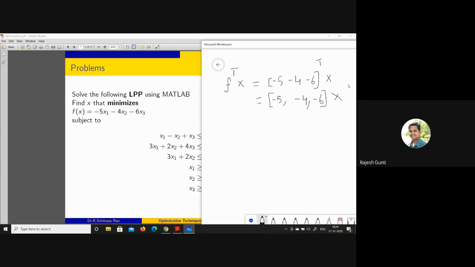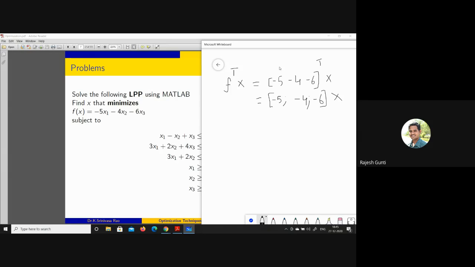That means this is minus 5, minus 4, minus 6 into x1, x2, x3, first row into the column, plus and so on. I am doing this because I have to write the constraints.